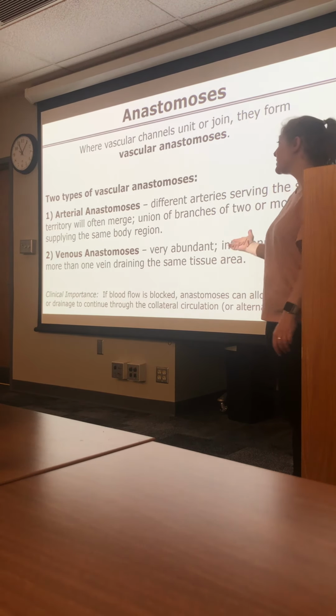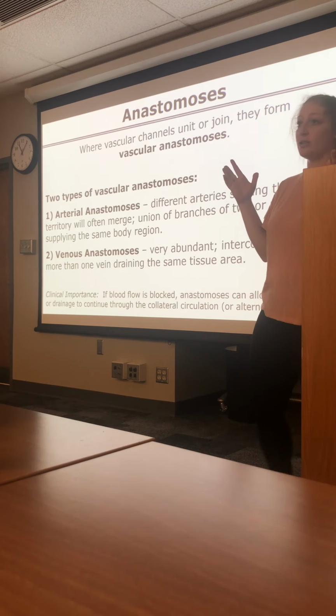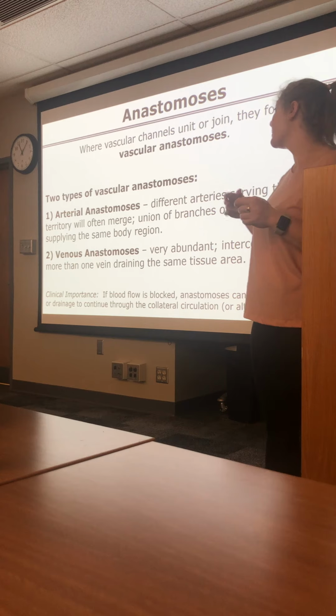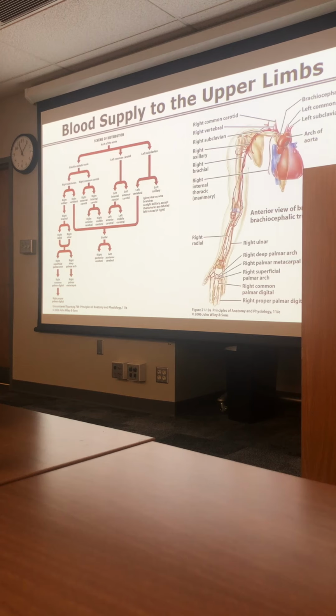Then the venous anastomoses: the reason we don't focus on veins in the body is because there are so many interconnections and different branches of veins that are unnamed, since they're so widespread throughout the body. But they're very abundant, and they're basically an interconnection of one vein draining into the same area and coming together. So it's just a joining of vessels. And the clinical importance is for blockage of blood flow.